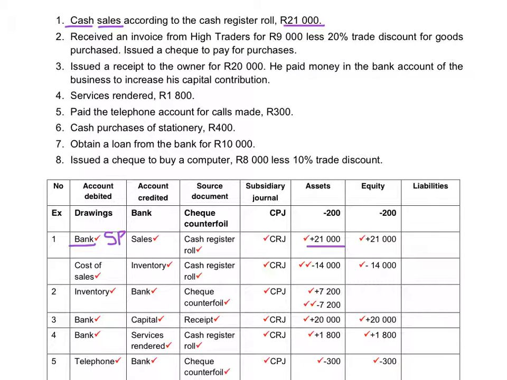Sales is an income. Income increases on the credit side. When we have income, the profit increases. Therefore, the owner will get a bigger profit, so equity will increase with 21,000. It is a cash register roll that was issued to the customers, and we used a duplicate in the cash register to complete the entries in the cash receipts journal.